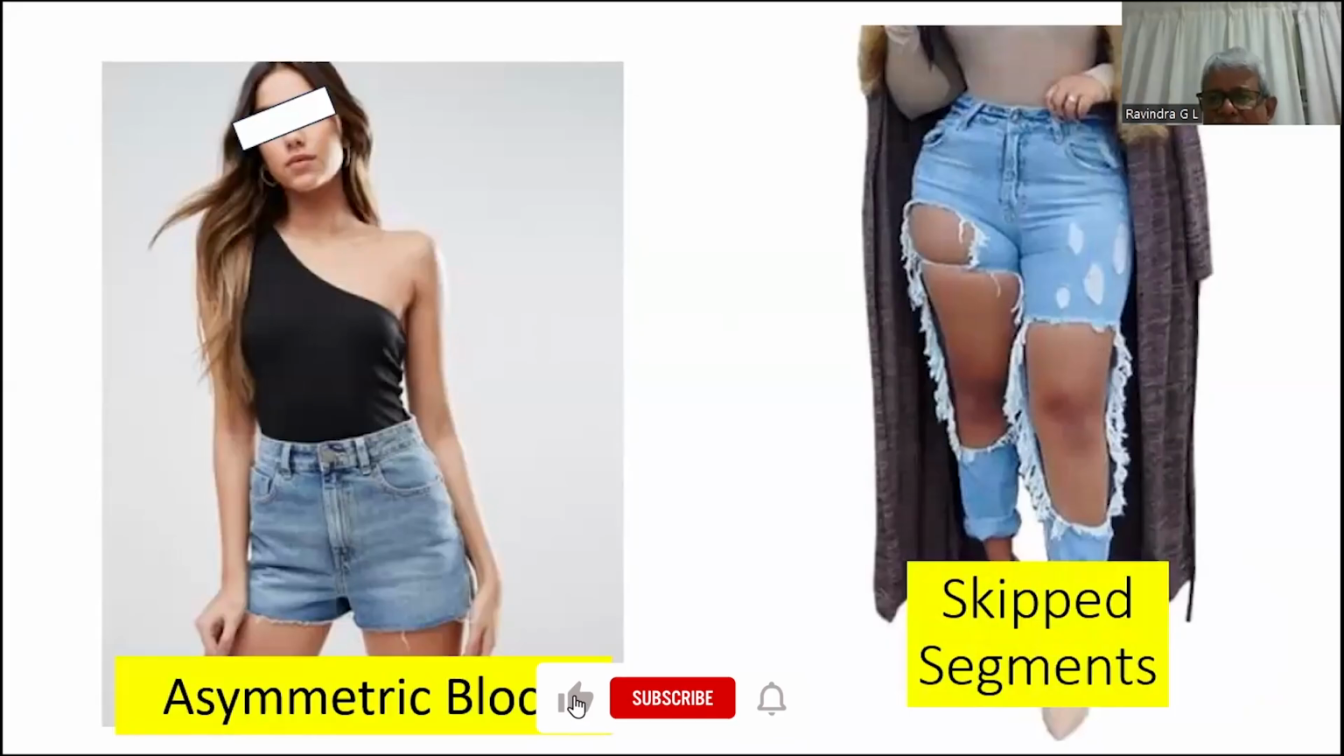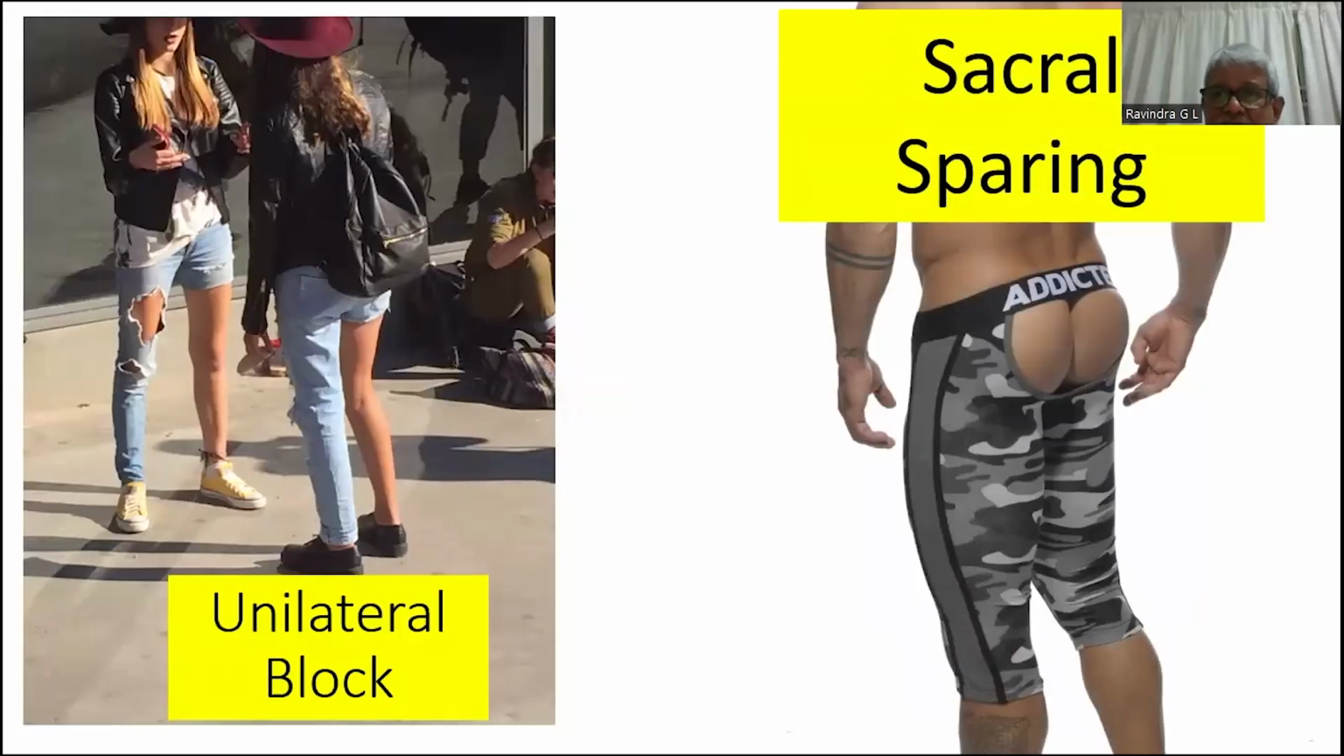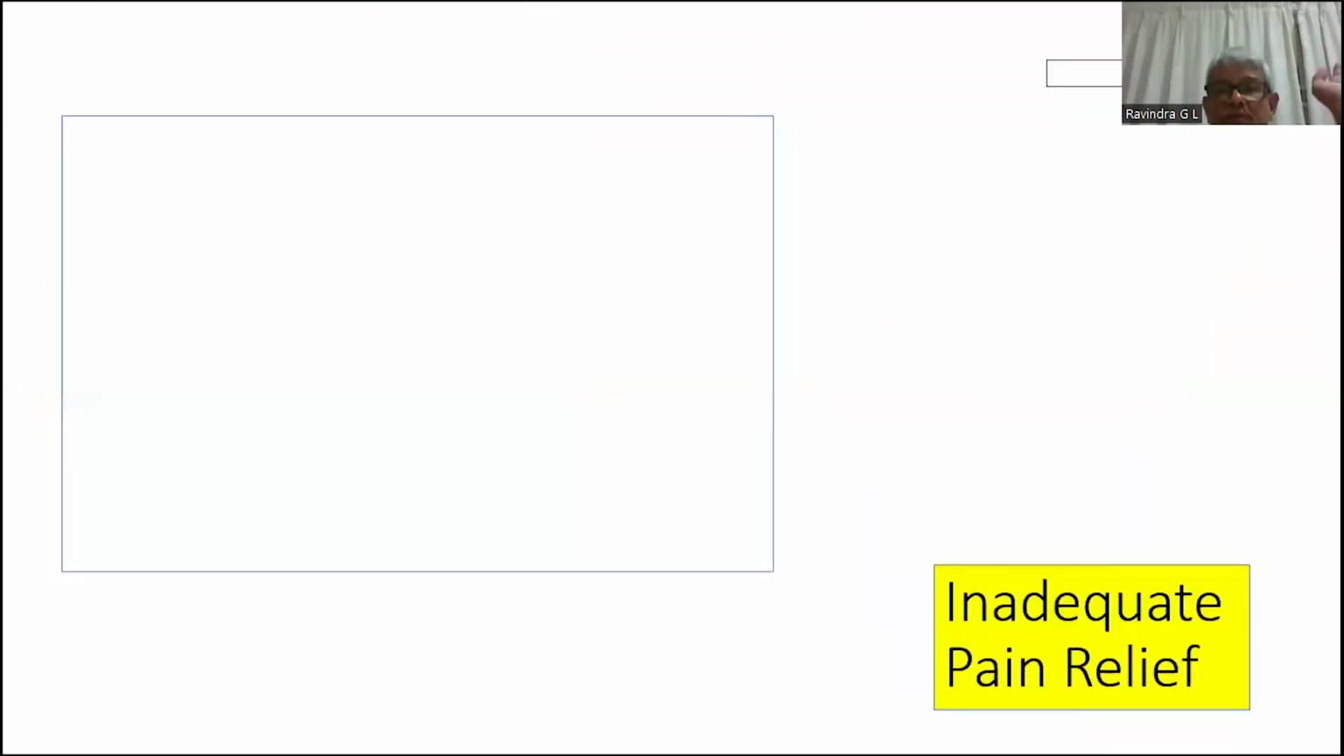The second one is, typically, some dermatomal segments are skipped. They are not blocked at all. The rest of the block is excellent, but one segment failure, one segment missed, also means that the patient is having some pain. It could be a unilateral block. One side blocked nicely, excellent, and the other side is left open. Or it could be a sacral sparing. This is also a great possibility.